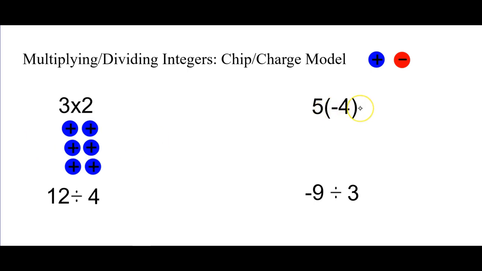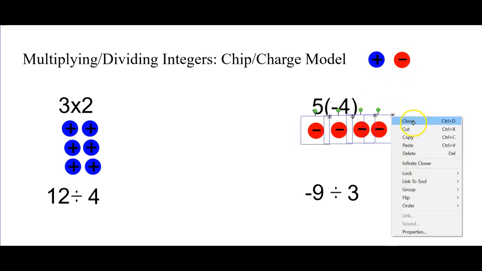This is 5 groups of -4. So I'm going to pull out -4 reds. And so you don't have to watch me drag out 20 of these, I'm just going to clone those as well.